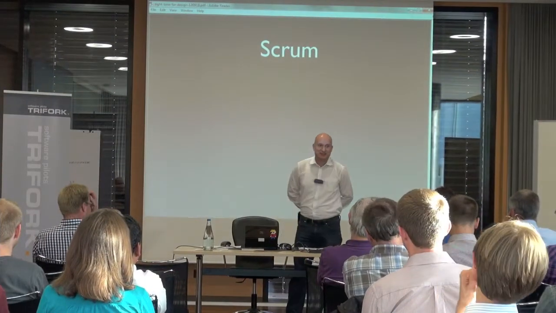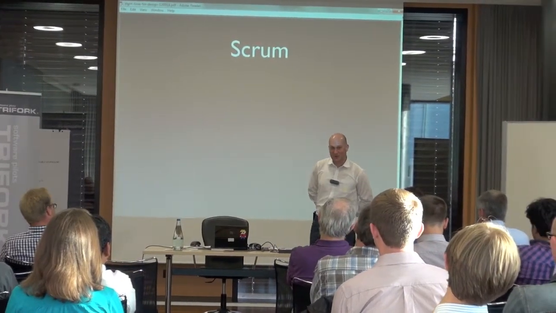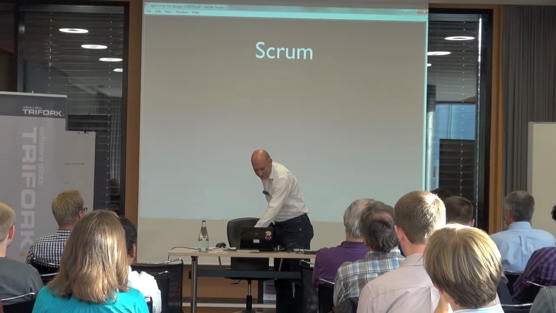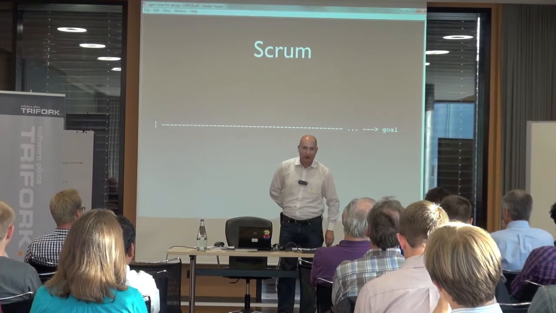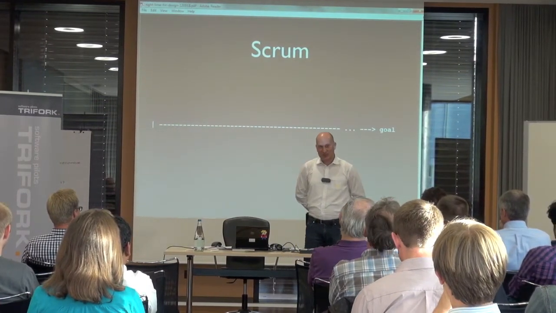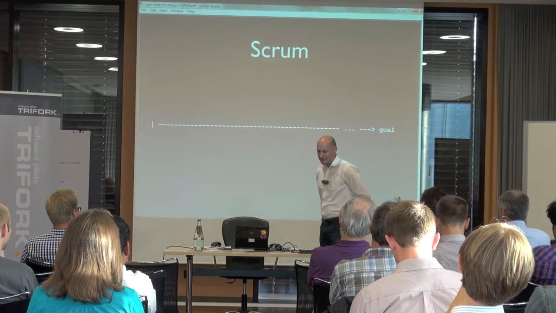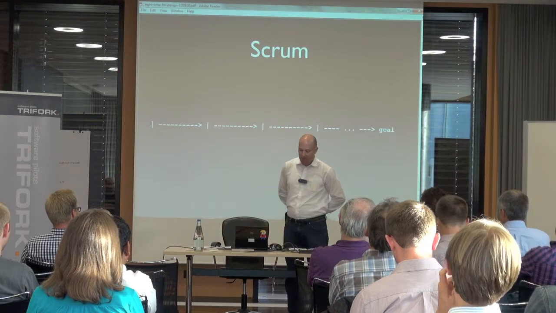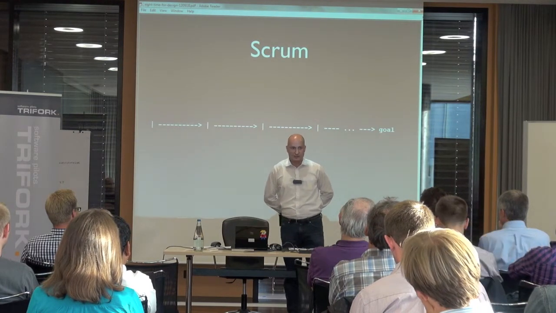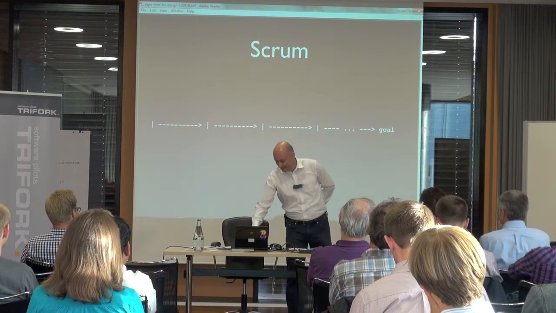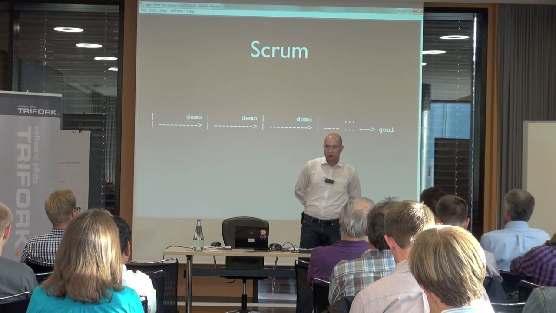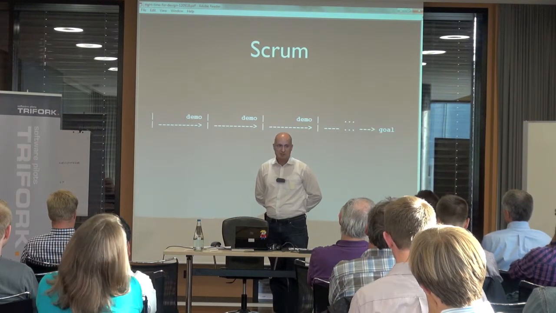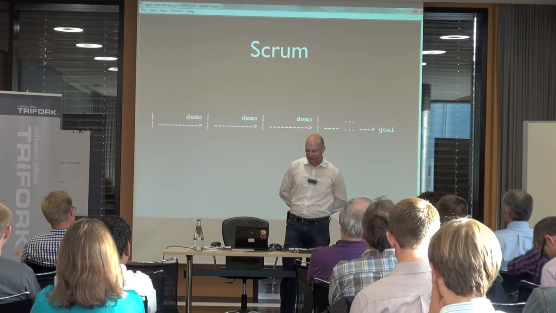So let's start with the basic flow of Scrum, what some of you have been learning from the source today. Let's say we have a development project with some goal. The goal could be the release of some software product. And then in Scrum, we create a cadence of checkpoints. And at each checkpoint, we have a demo, and we assess our progress in terms of working software.